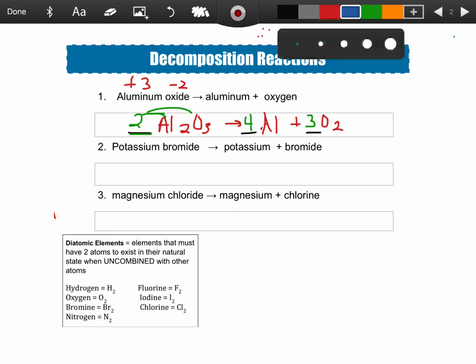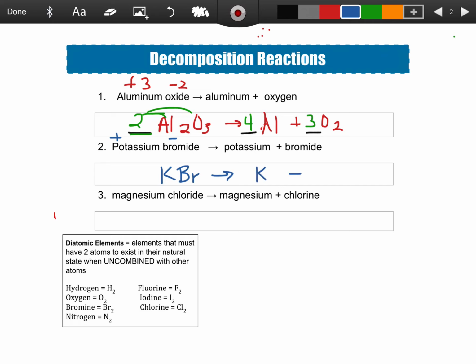Potassium bromide, so I'm gonna change my color. Again, when it's a compound, you have to look at the charges. So potassium has a +1 charge, bromide has a -1 charge. So potassium bromide is KBr. And then your arrow, potassium by itself is not diatomic, so it's just K. Bromine, however, is diatomic. So bromine, when it's by itself, has to have a 2. So this is your skeleton equation.